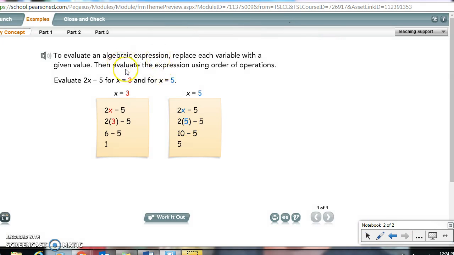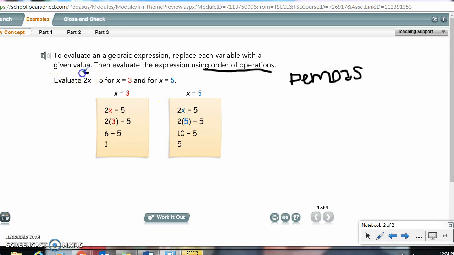So it says, then evaluate the expression using the order of operations. Well, you guys know all about that. That's our PEMDAS. So go ahead and underline that and write PEMDAS for me. It's parentheses, exponents, multiplication, division, addition, and subtraction. So I want you to look in your notes and follow along with me.